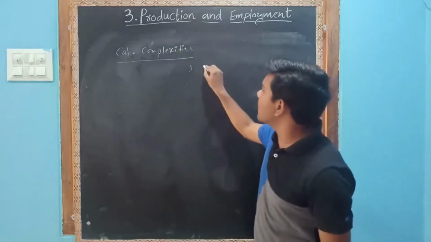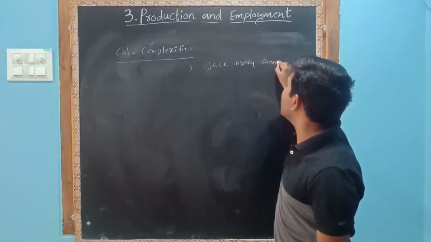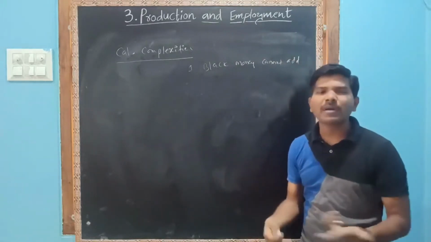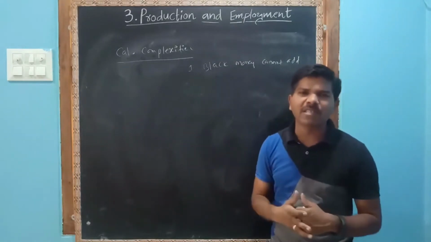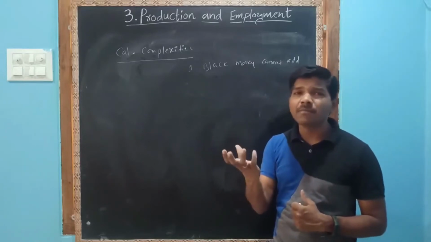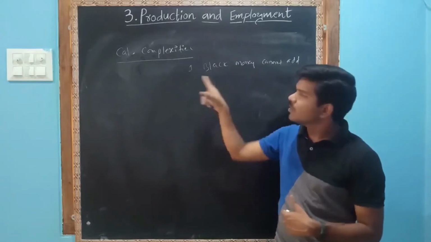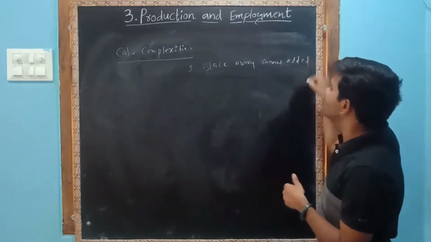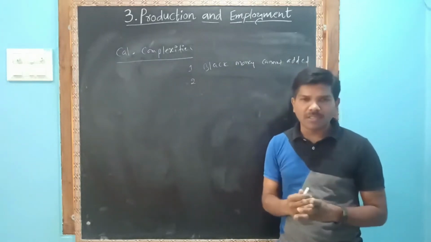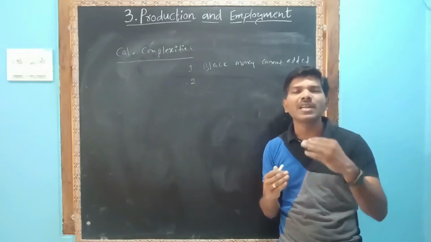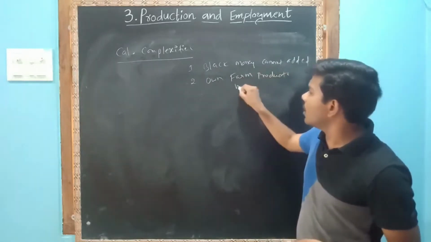For example, black money cannot be added into GDP, because some persons do illegal business like the drugs business, and they cannot show their income from it, though they still have the money. So black money cannot be added into GDP. Another example: your own farm products are not included.